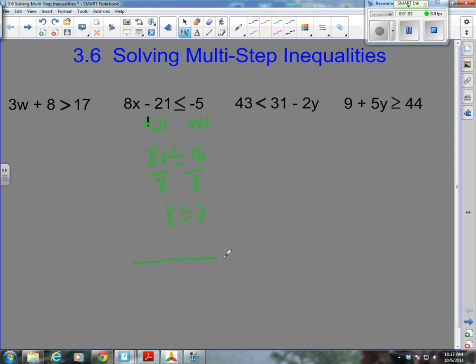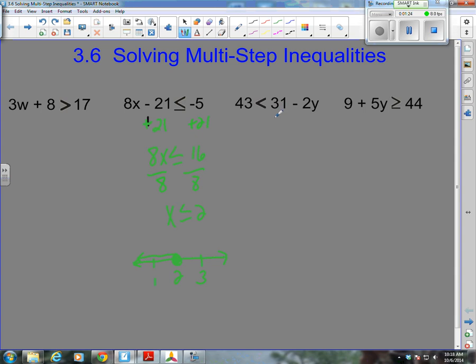And if I were to graph that, okay, I'm going to put a line here at 2. I've got one at 3. I've got one at 1. I'm going to circle 2, color it in, and my arrow's going to the left. And that's that one. Let's look at this one here.